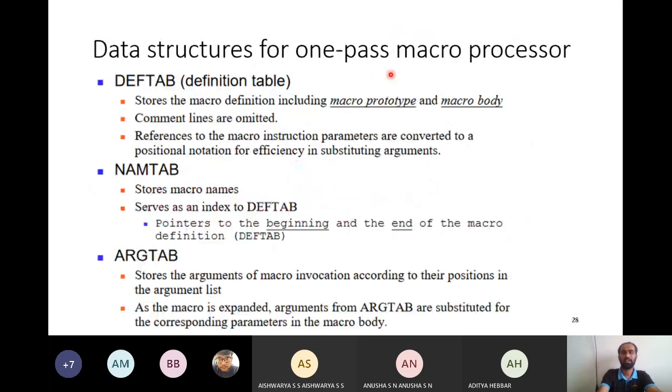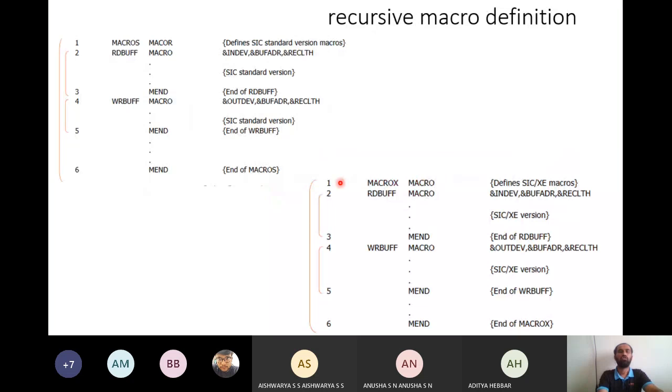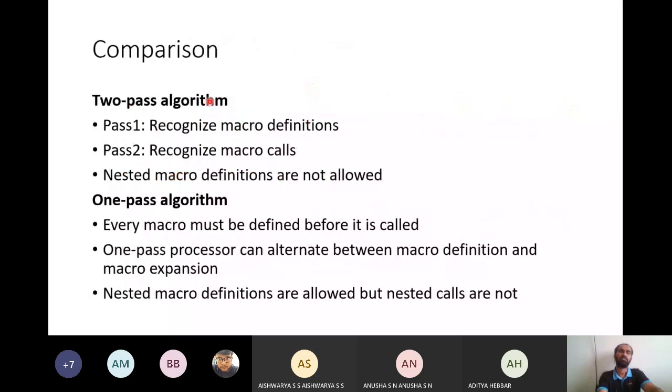First we talked about the 2-pass macroprocessor: what happens in pass 1 and what happens in pass 2. But it is very difficult to do this in 2 passes for nested macros. That's the example which I said. The solution we came up with is a single pass, or 1-pass, macroprocessor. I also made a simple comparison between the 1 pass and the 2 passes.